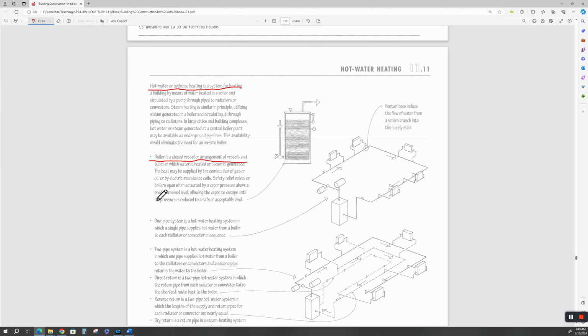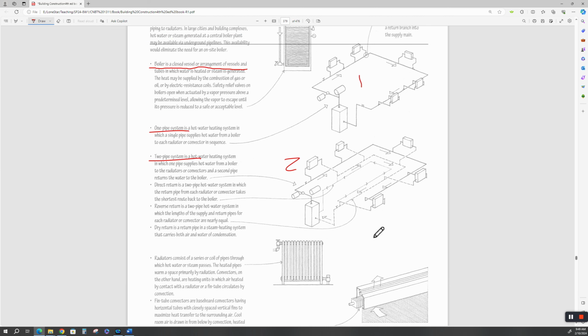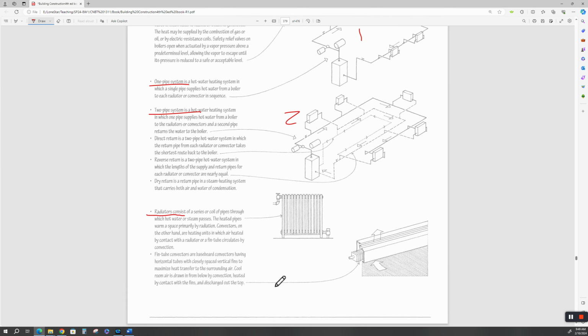This is a one-pipe system, which is a loop, and this is a two-pipe system. This down here is a two-pipe, and this is a one-pipe. As you can see from the boiler, it circulates around to all these radiant heaters around here. And this is the radiator. As we progressed in technology, they came up with fin tube convectors that would surround baseboards. And in some places of the world, these are still used.